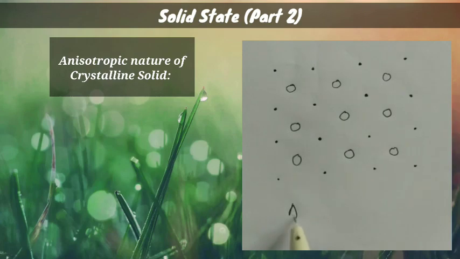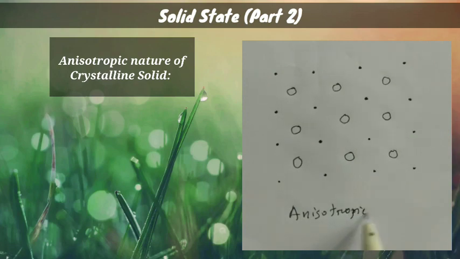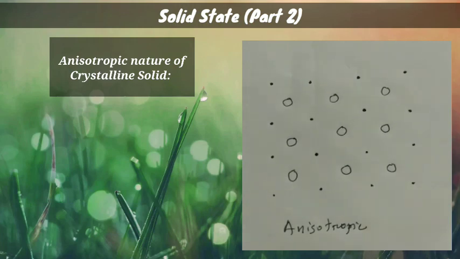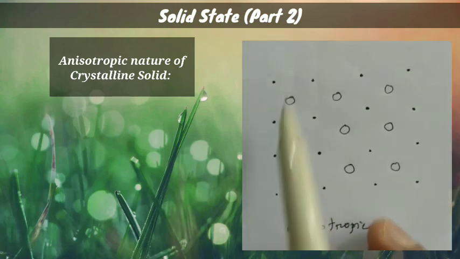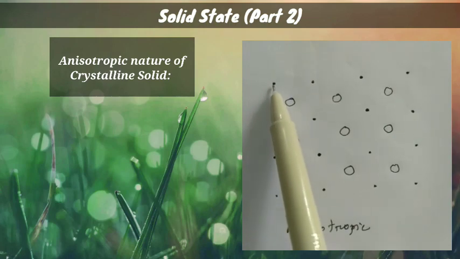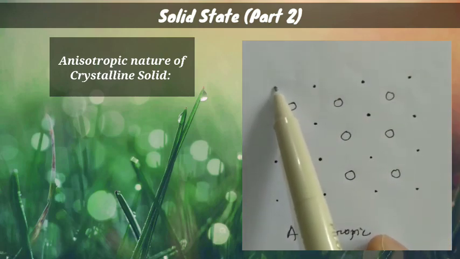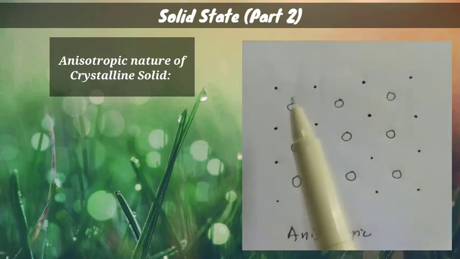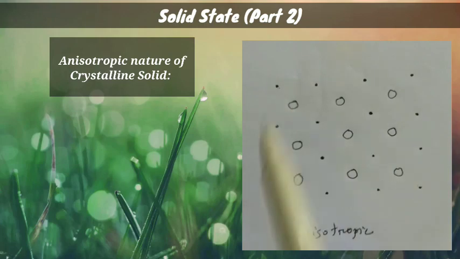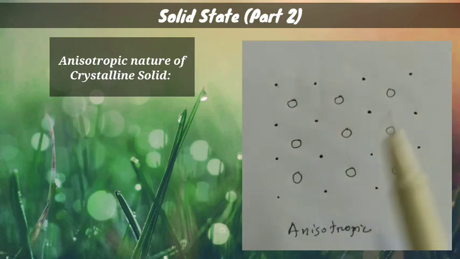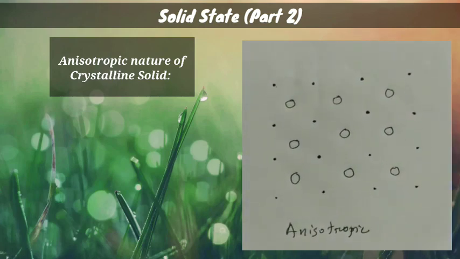Okay, so let us now discuss a very interesting topic, which is the anisotropic nature of the crystalline solid. Here, let's suppose this is one crystal. You see the constituent particle is repeating its structure, again it will repeat, again repeat. So there is a repeating unit. This is a typical example of a crystal.